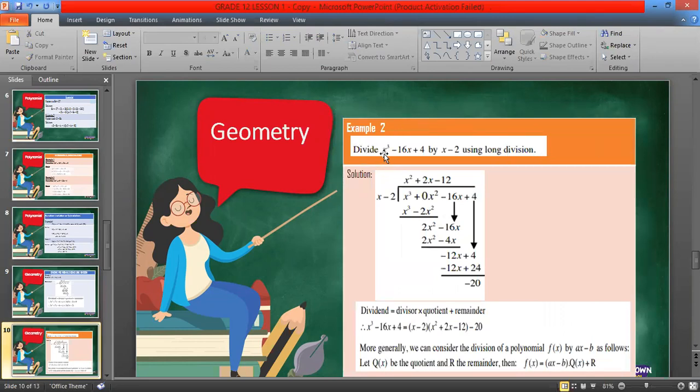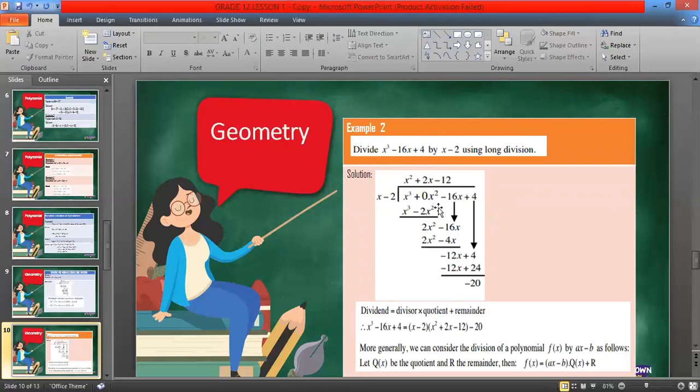Divide x cubed minus 16x plus 4 by x minus 2 using the long division. Same process we are doing: put your dividend, your polynomial, under the root.